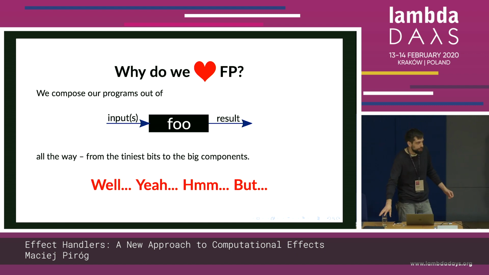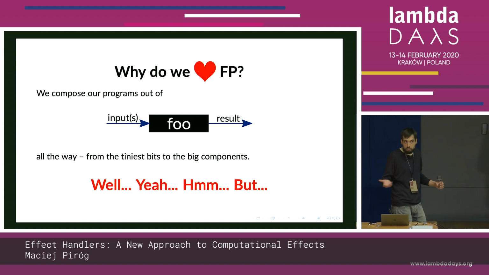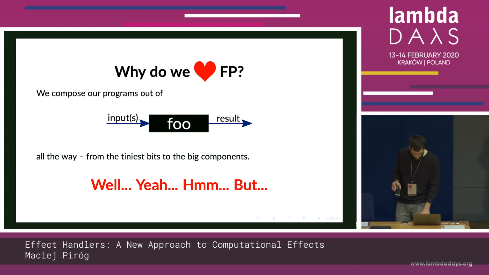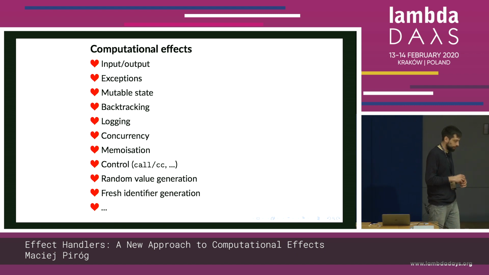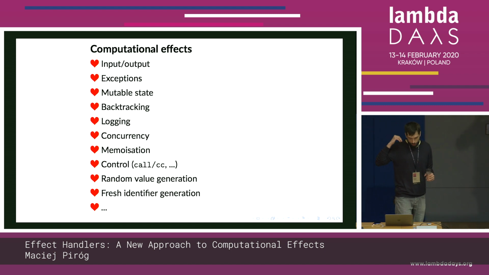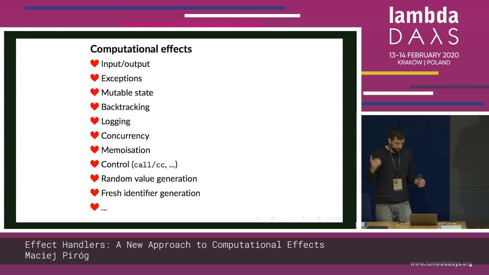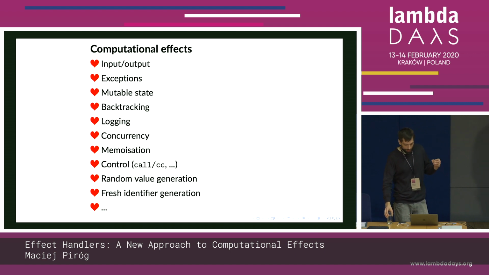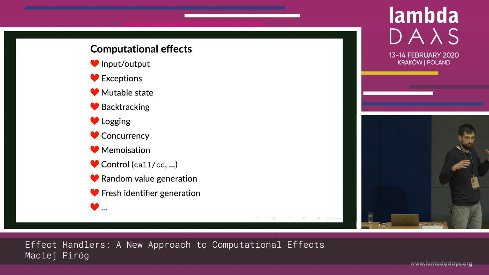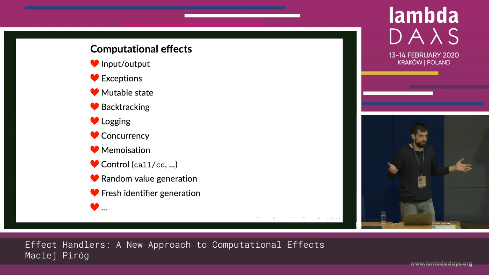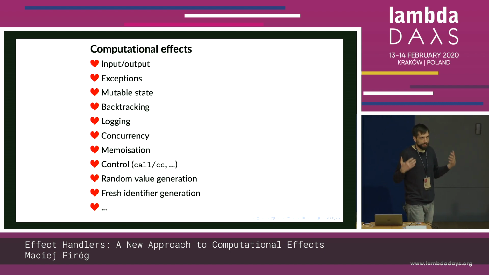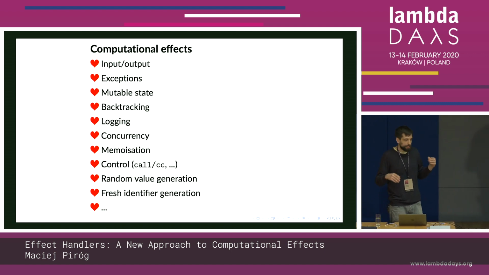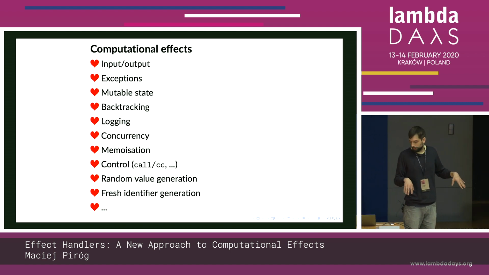Some algorithms just are easier to express when you have access to mutable state. So, computational effects, right? All these things are called computational effects. When you do some input-output, exceptions, mutable state, backtracking, logging, concurrency, you memoize something, you have some control operations, continuations, call/cc, things like that. You generate some random value, you generate some fresh identifier. The list goes on. And moreover, it's not only that you use some of these effects, you also want to mix them together. Like you want to have a program that uses 5 different effects, and it's not only a matter of being able to use 5 different effects, it's also a matter of being able to specify what the interaction between the effects is. We'll get back to that.